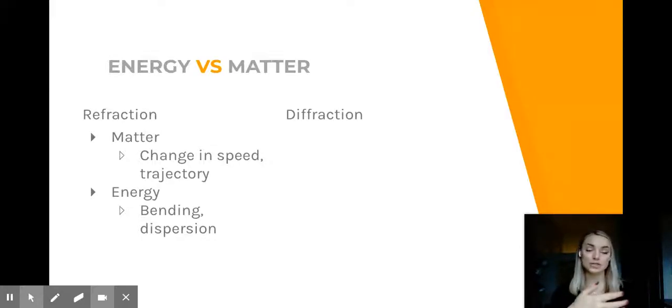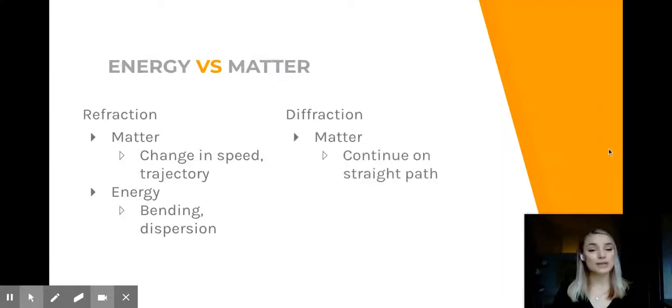It's not going to change trajectory or speed. It will simply continue until it stops because of friction and other forces and things like that. So the matter is going to keep moving in a straight path. If I have energy, so for example, in this case, we'll use sound.